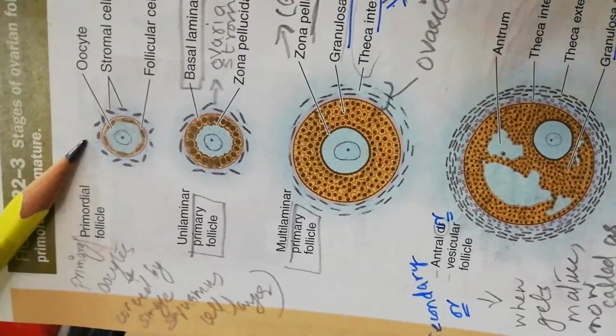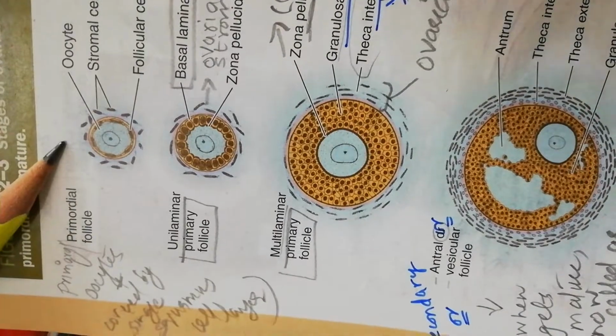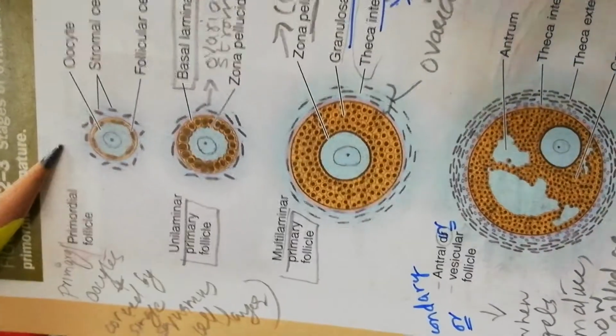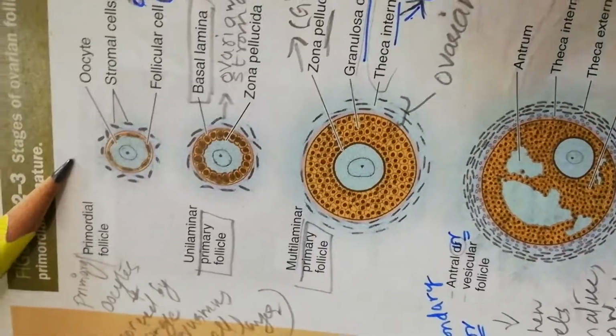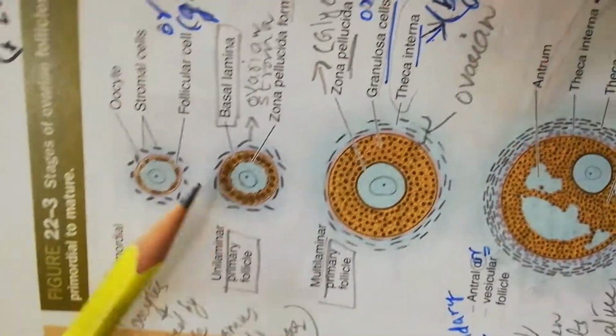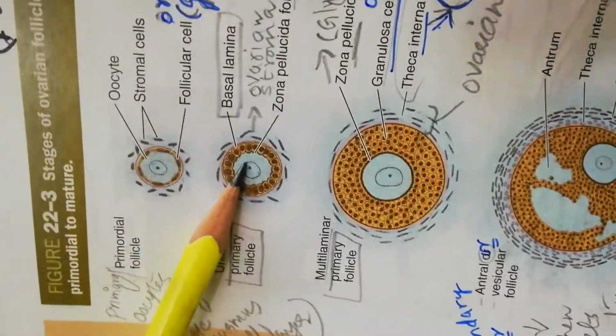40,000. Later on they would be degenerating, and only nearly 500 of these will be passing through the ovulation process.